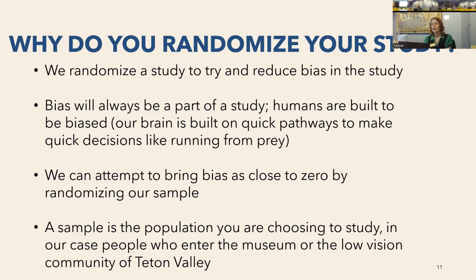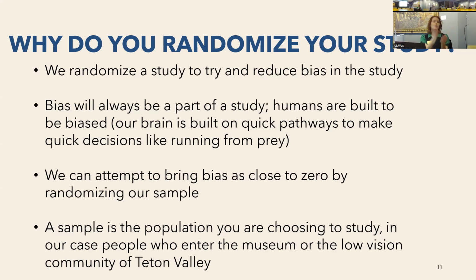So most of the time when you have something happen to you, your first thought is your bias thought, and there's nothing wrong with that. Bias will always be part of what we do, but we try and reduce it as close to zero as possible by randomizing the sample. A sample is evaluation term for the population you are choosing to study. In our case, it's people who enter the museum or the low vision community.